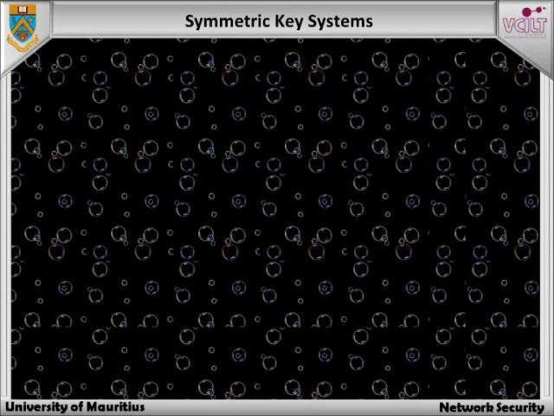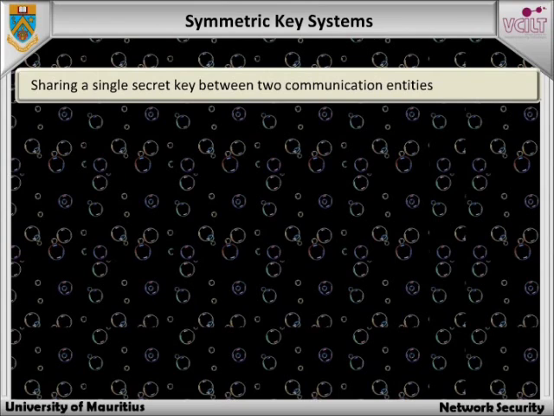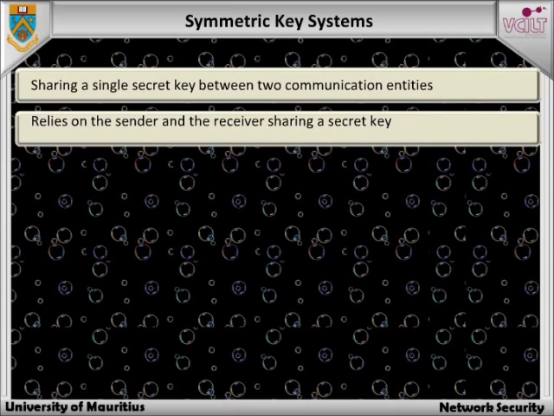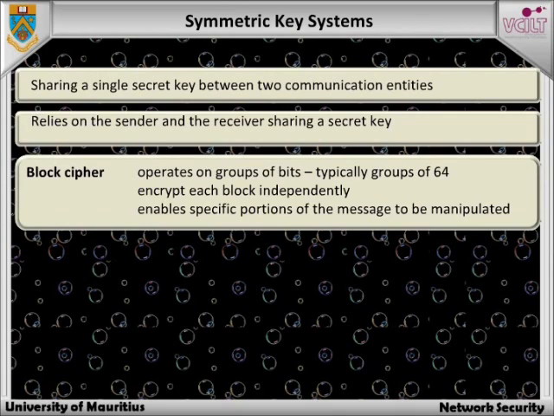We can think of symmetric key systems as sharing a single secret key between the two communicating entities. This key is used for both encryption and decryption. Symmetric key systems rely on the sender and the receiver sharing a secret key by using some secure method whereby the entities can first agree on a secret key that is known only to them. The components of a symmetric key system are detailed as follows.